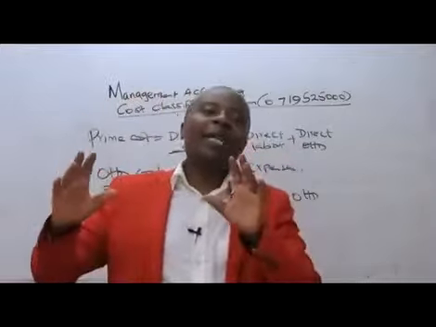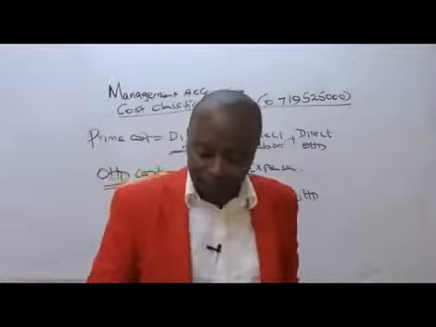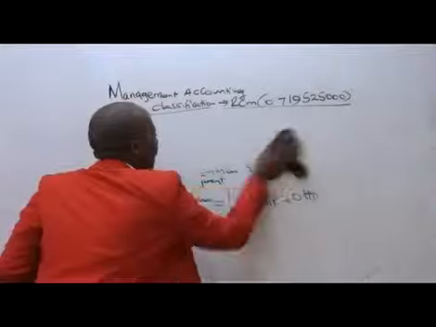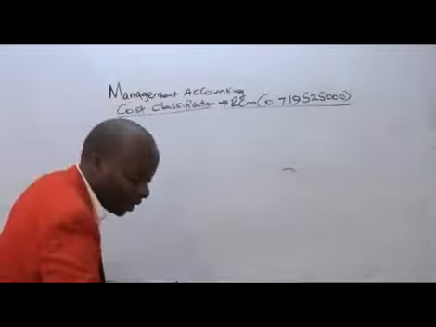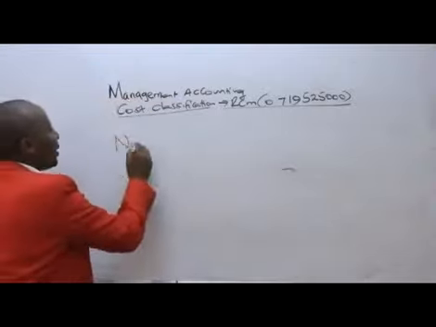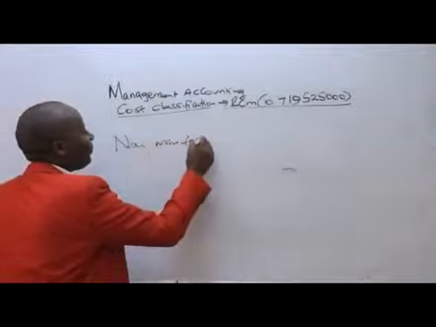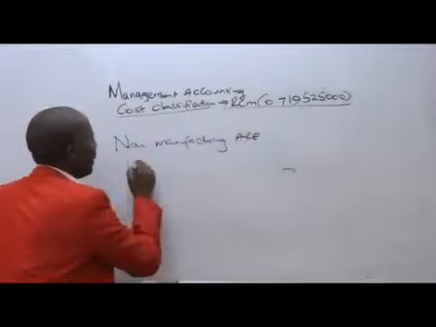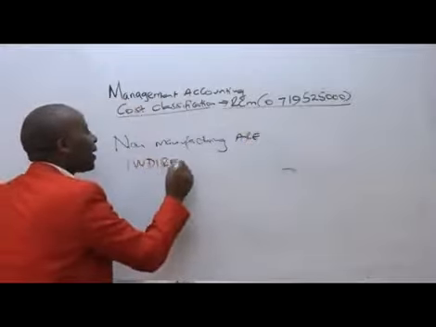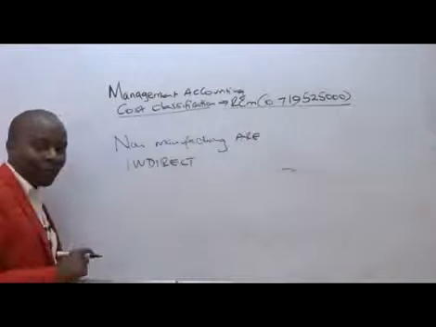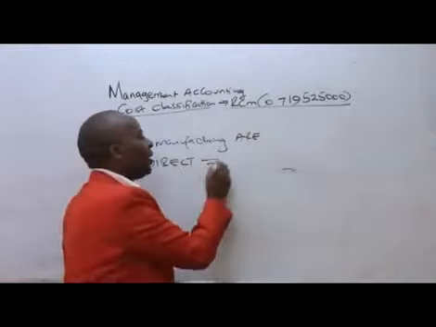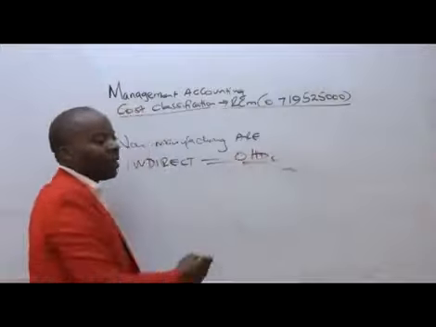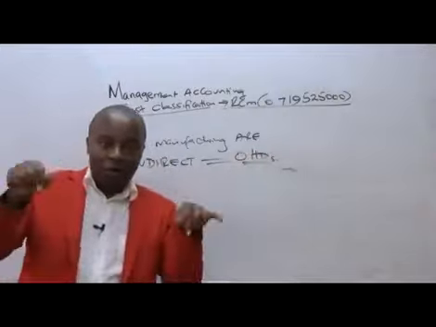Ladies and gentlemen, outside the manufacturing cost, we shall be having now what we call the non-manufacturing costs, which are basically indirect. Non-manufacturing costs are indirect. Why? They are not directly attributable to production. And in most cases, these non-manufacturing costs are the ones we call overheads. They're the common expenses.